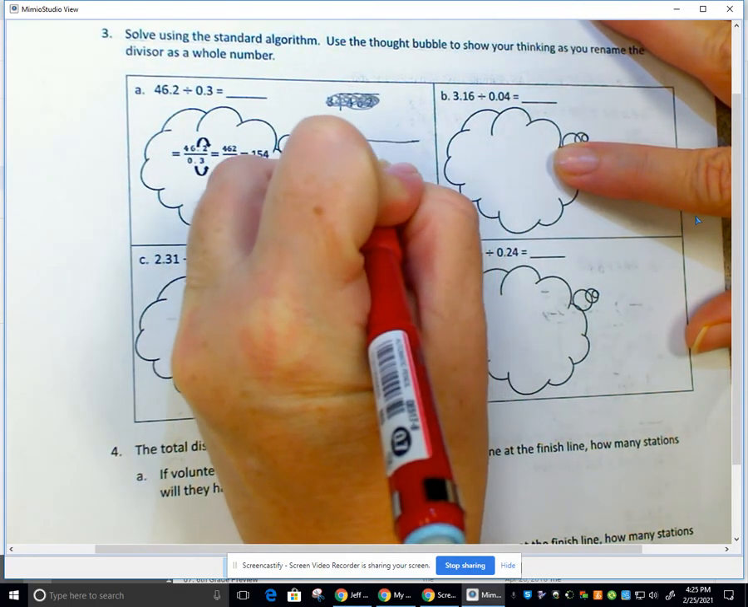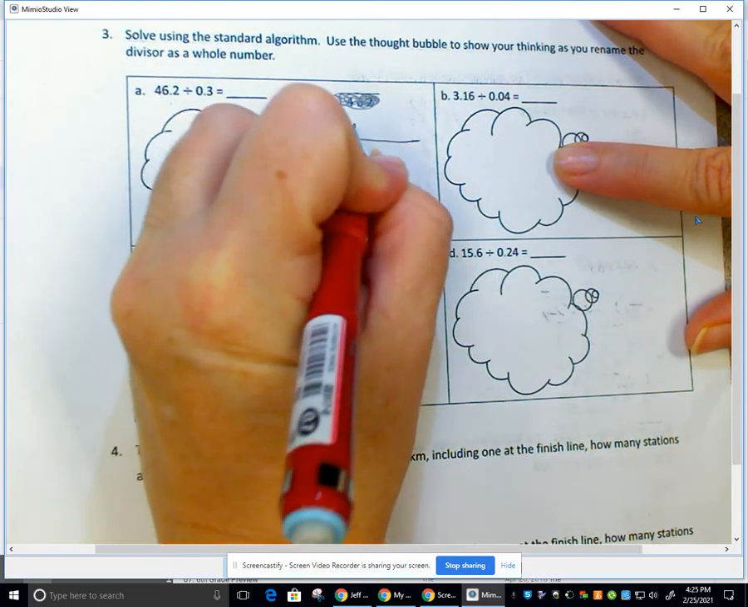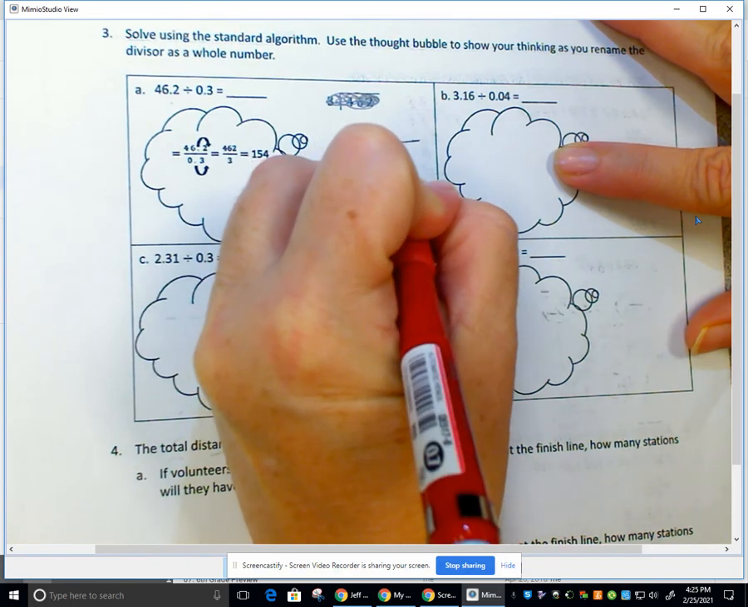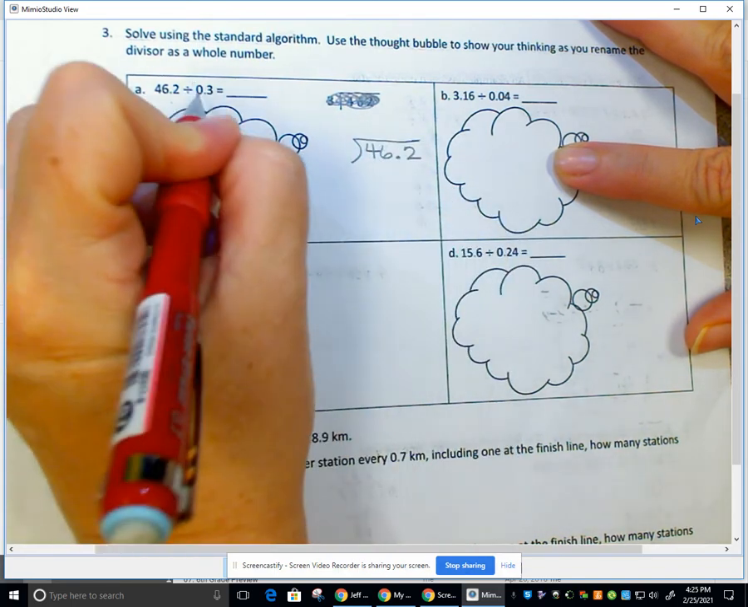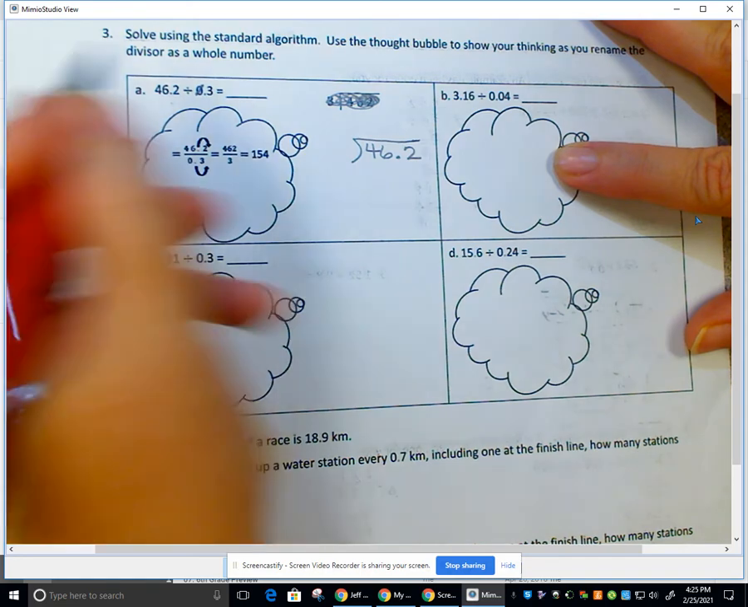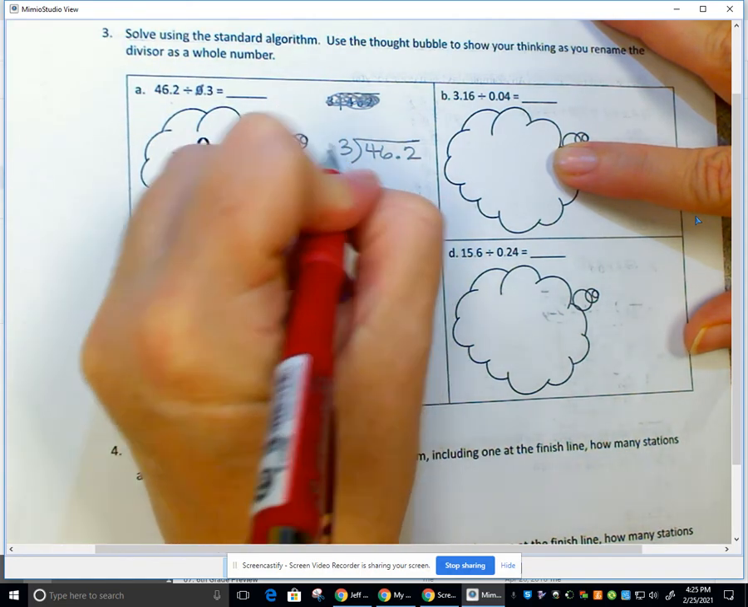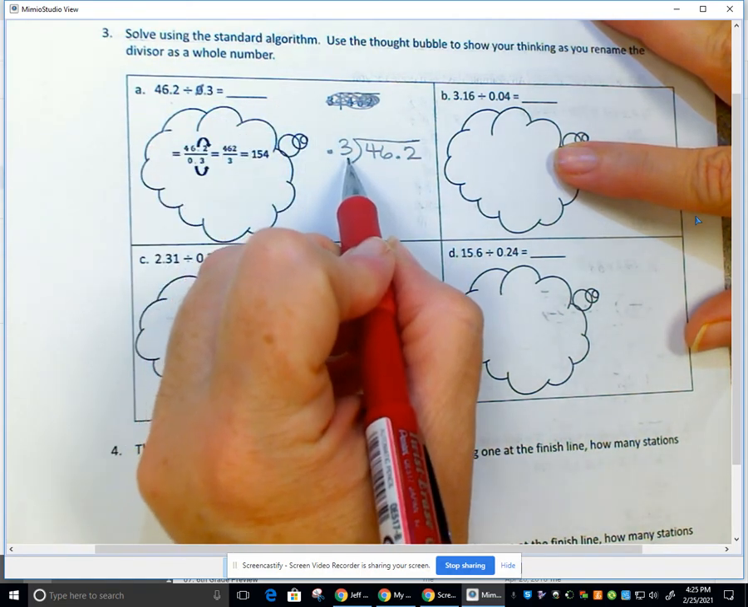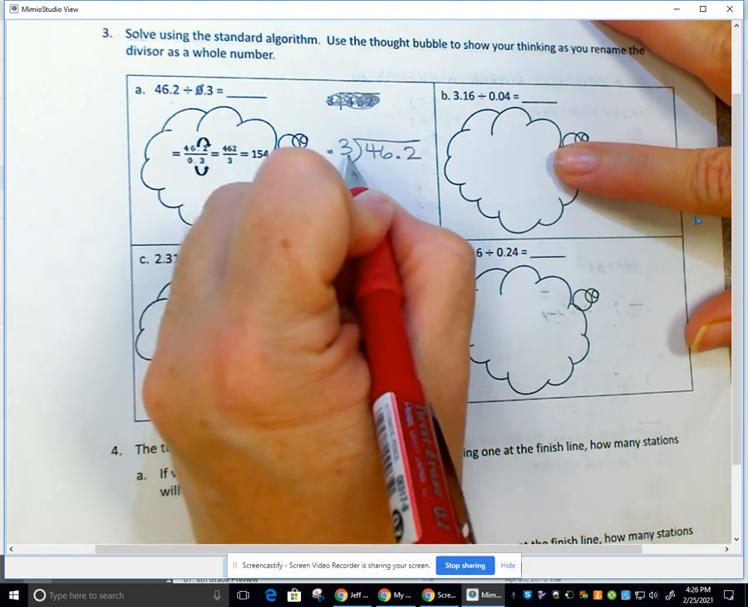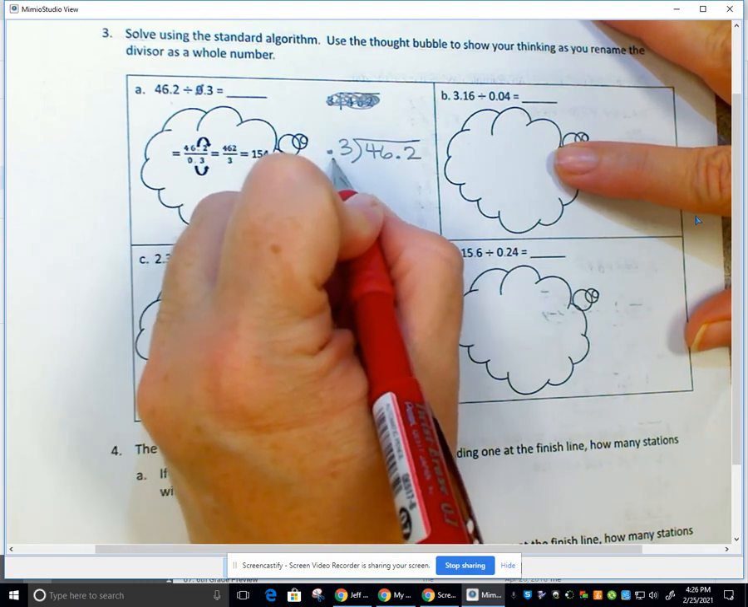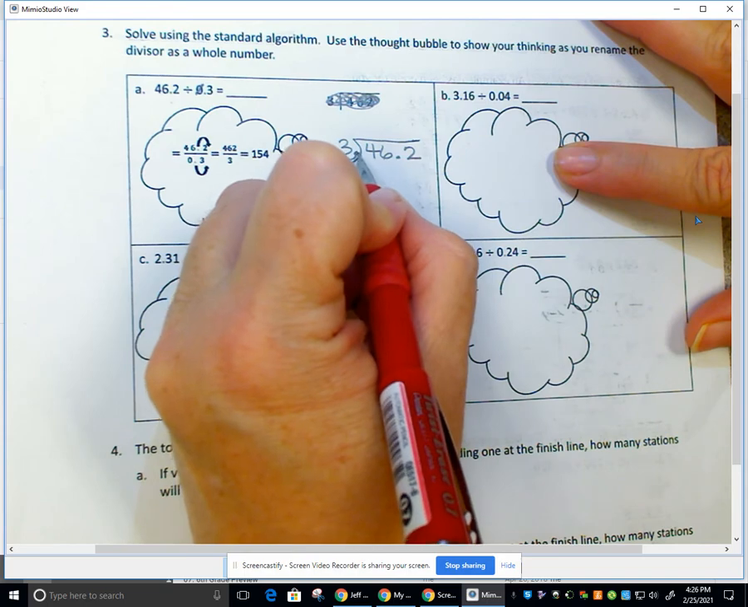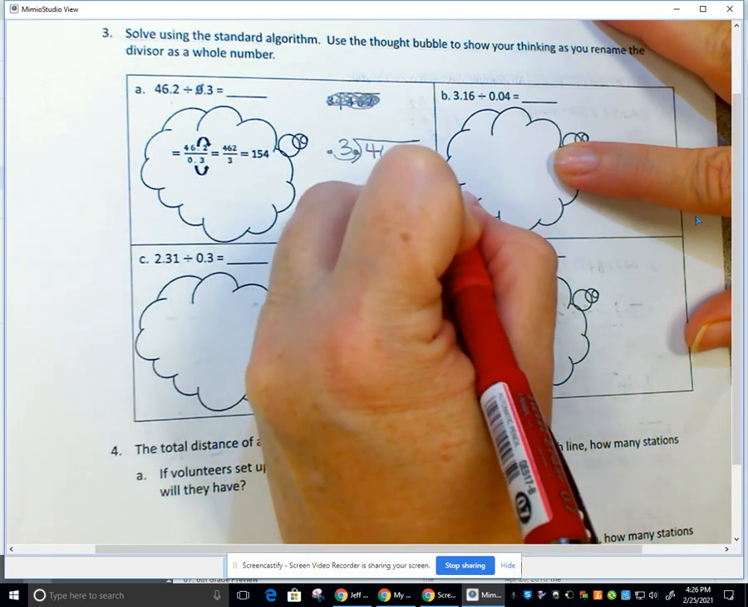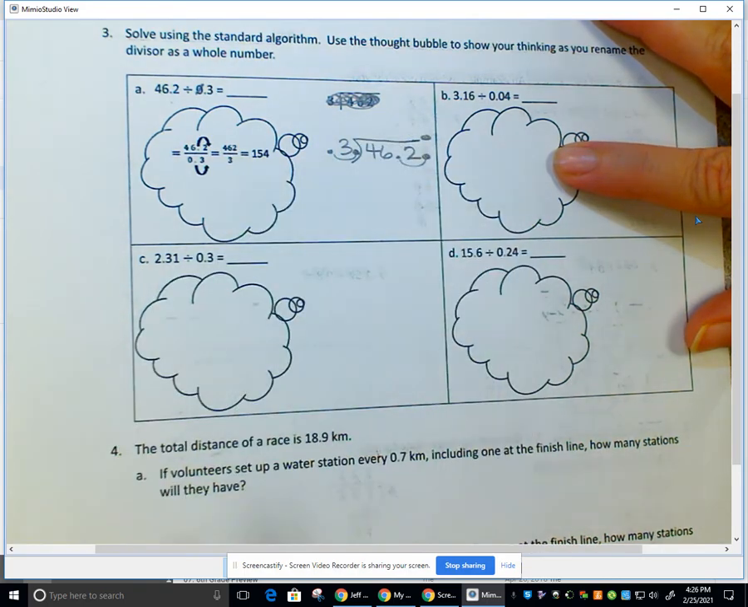We'll set this up. The first number goes inside. And I'm going to get rid of that zero whole number. Now, I want this 3 to be a whole number. So I need to multiply it by 10 because I want the decimal to move one time. So this one moves one time. And then I'm just ready to go and divide, right?